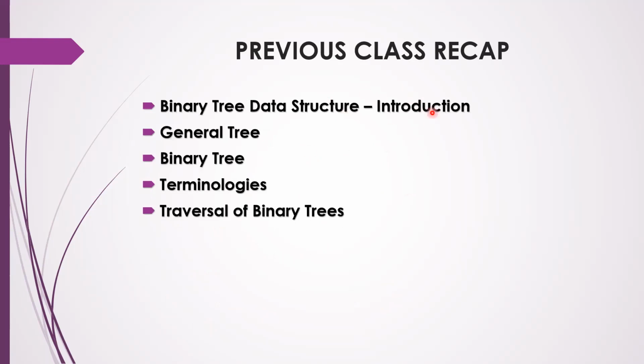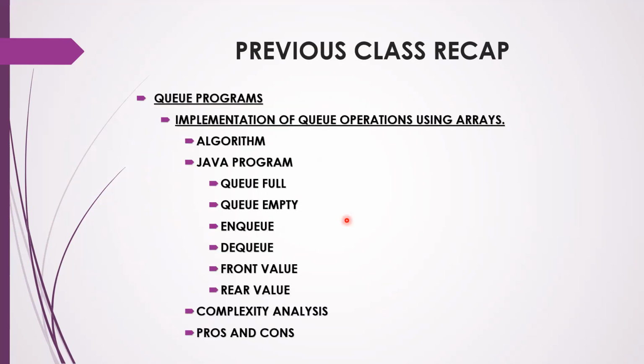And then the binary tree data structure introduction, the general tree format, the binary tree format, and the terminologies and the traversal of binary trees. In traversal, we saw post-order, pre-order, in-order. And then the queue programs like implementation of queue operations using arrays, its algorithm, Java programs to check if the queue is full, to check if the queue is empty, to do enqueue and dequeue operations, and to get the front value and rear value. And then we saw the pros and cons.